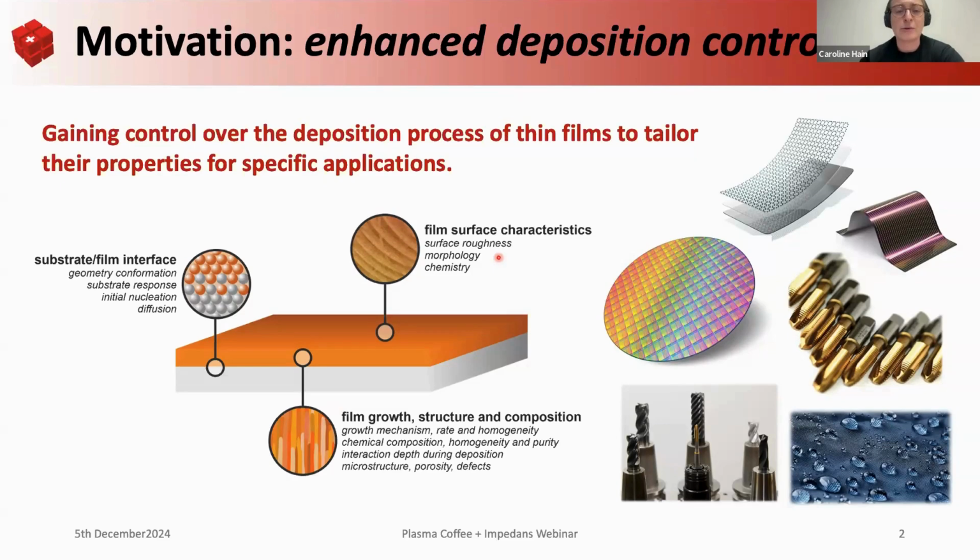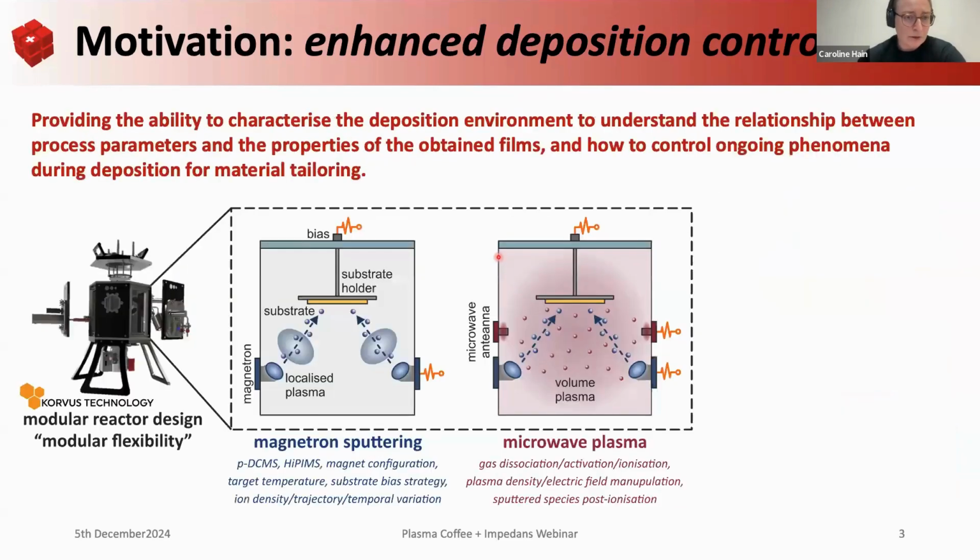So to do that, we want to somehow have the possibility to control these different aspects. This is a small example of the type of research that I've been working on. The idea is that we want to give ourselves the possibility to characterize our deposition environment, so then we can understand how our process parameters, the ones that we're actually able to turn, affect the deposition environment, and then in turn, how that affects the properties or the structure of our material.